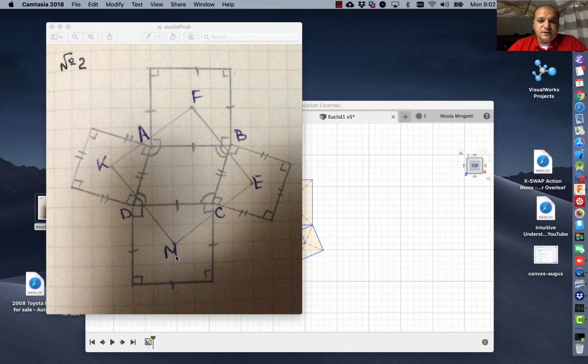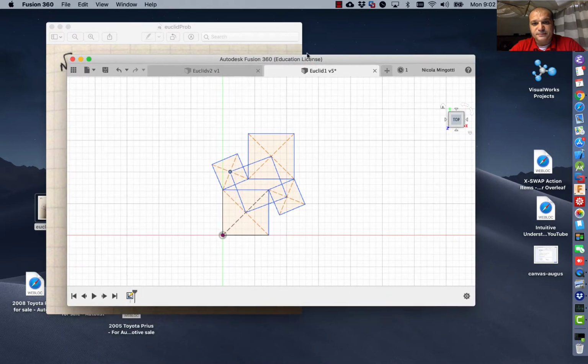Before starting the proof, we would like to be reasonably sure it's a square. So we may draw it several times in different configurations, but we will follow a different path now. I will show you how to do it with Fusion 360. That's a typical parametric CAD. So the final result will be something like this.